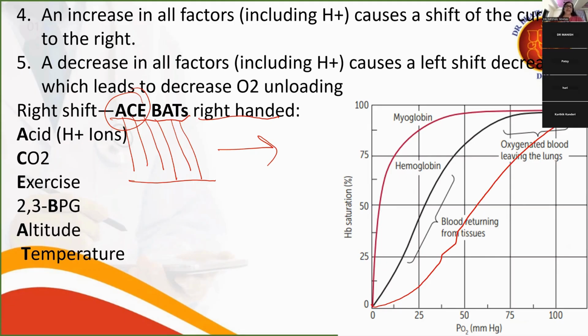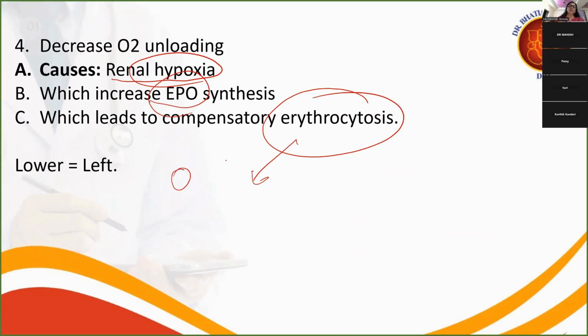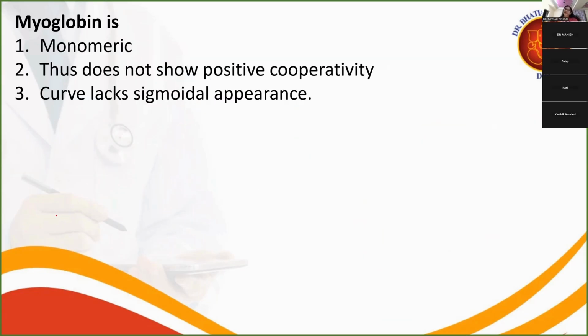Now, when is this curve shifted to the left? That is the decrease in dissociation, or the oxygen is not deloaded from hemoglobin. That happens in renal hypoxia, because there is increased erythropoietin causing increased erythrocytosis. Because of this, there is increased binding of oxygen to the hemoglobin. So there is a leftward shift. So till here, we had learned in the last session of respiratory failure.